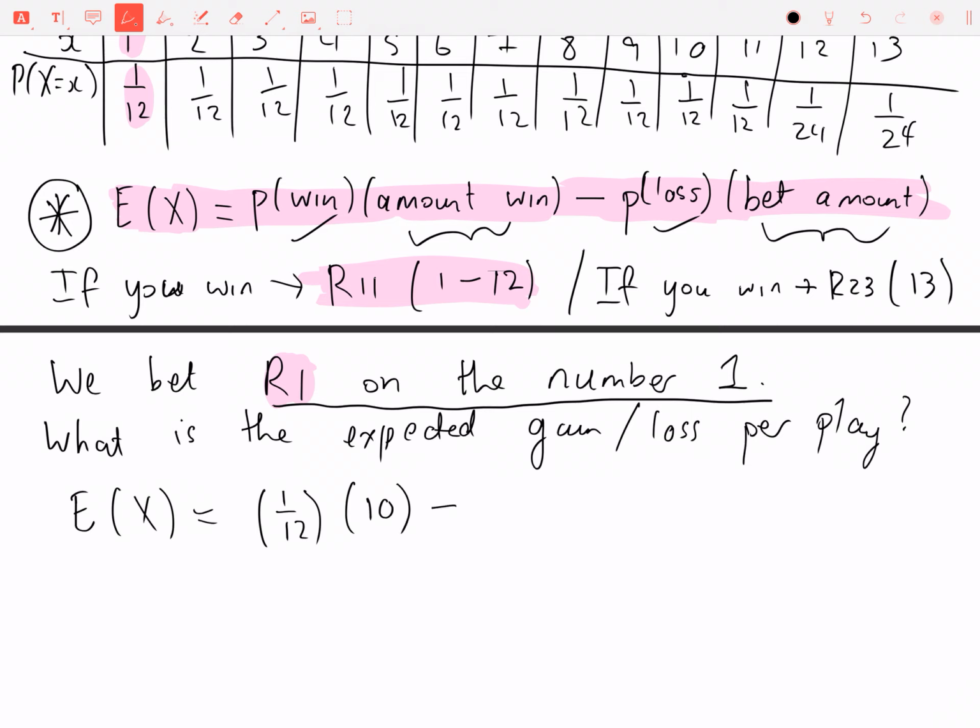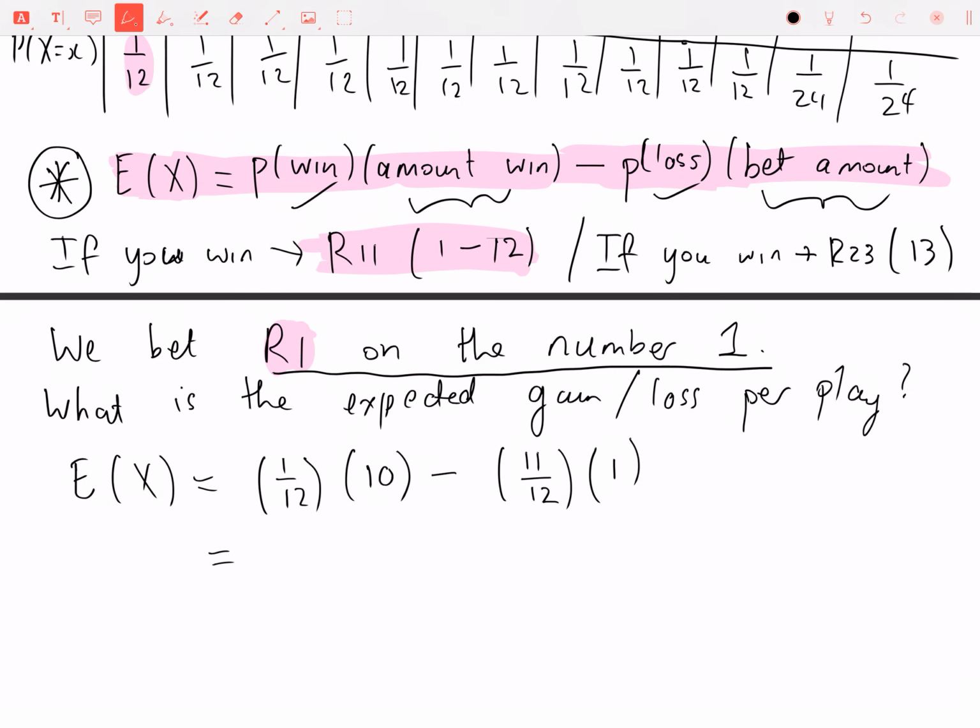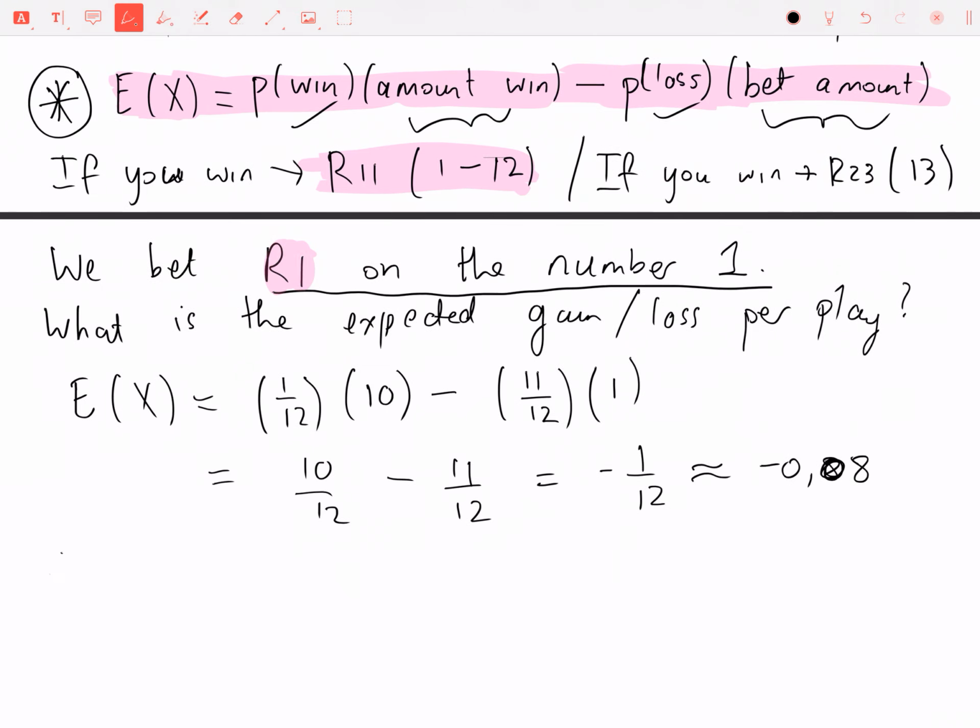And then what is the probability of losing? Well, if you don't get the 1 over 12, there's 11 out of 12 chances you'll get a different number. And what is the amount that you bet? You bet 1 rand. So simplifying this, we get 10 over 12 minus 11 over 12, which gives us negative 1 over 12, which is roughly negative 0.08. So this means, therefore, on average, as you keep playing more and more of these games, you lose 8 cents.